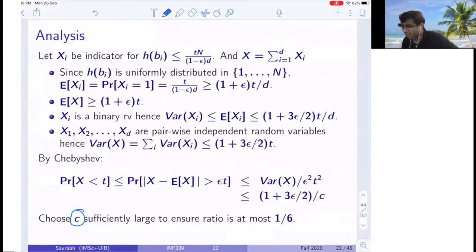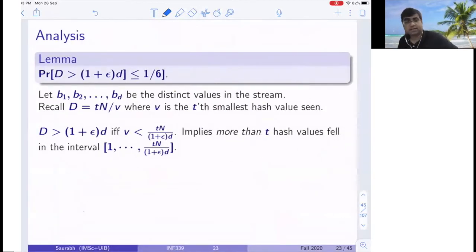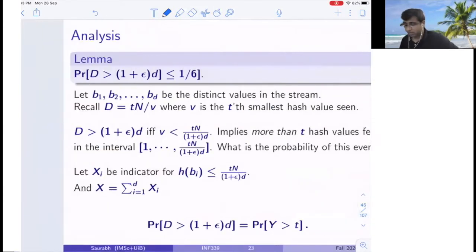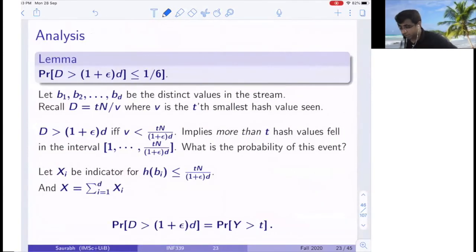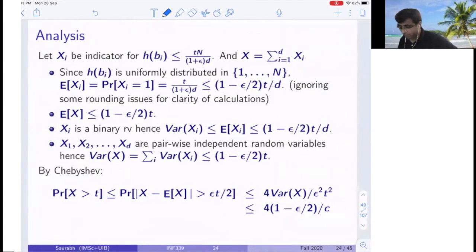You can do a similar analysis for the probability that d is greater than 1 plus epsilon d. It is a very similar analysis. Here, more than t hash values must fall in the interval. You set up the indicator random variable and set up X, and now X should be greater than t. Then you again compute the expectation of xi, use other bounds, use pairwise independence to sum the variance, and finally apply Chebyshev, because this is the great point about Chebyshev.